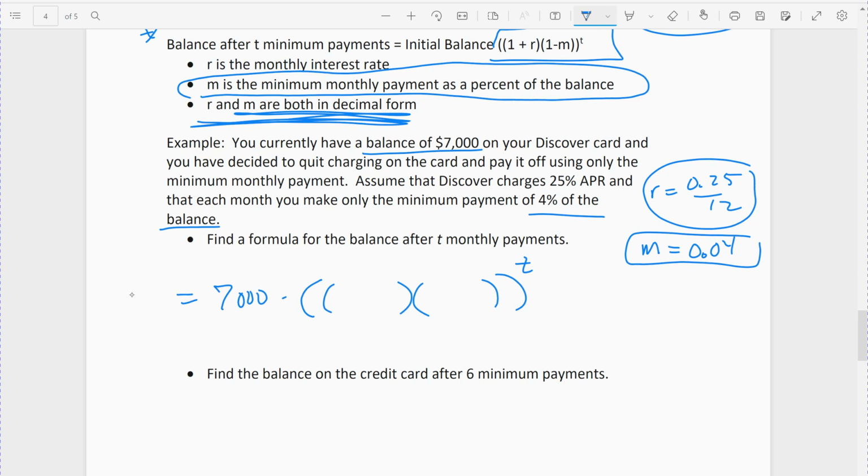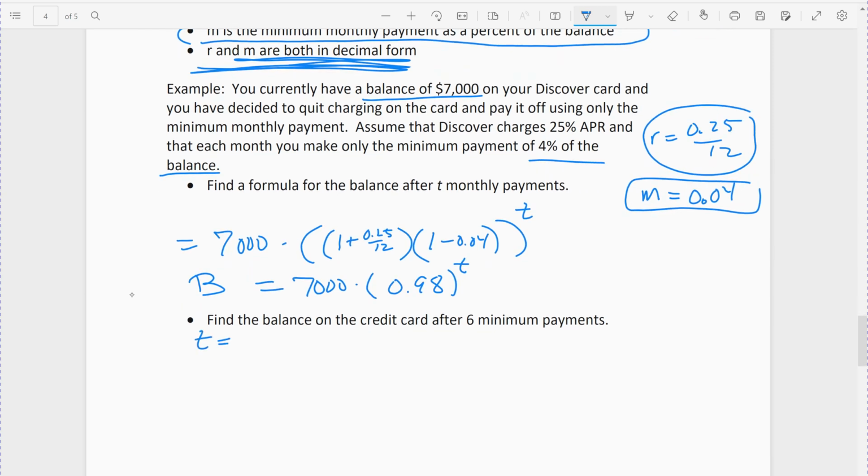So the first one is 1 plus your R, 0.25 divided by 12, times 1 minus the M. And then I'm actually going to multiply this out exactly. So I'm going to take 1 plus 0.25 divided by 12 times, parentheses, 1 minus 0.04 to simplify the formula. So the balance is 7,000 times, and this multiplies out actually nicely to 0.98 raised to the T.